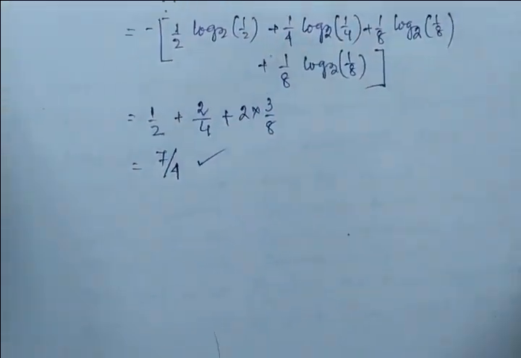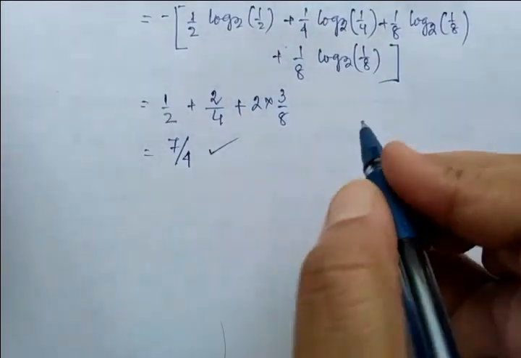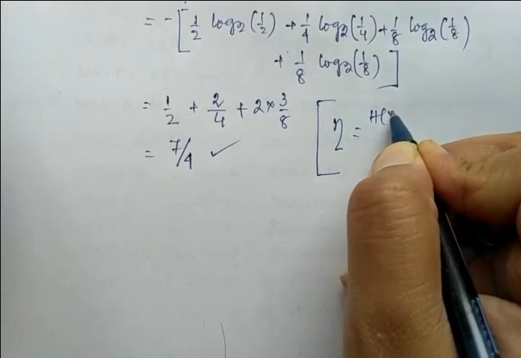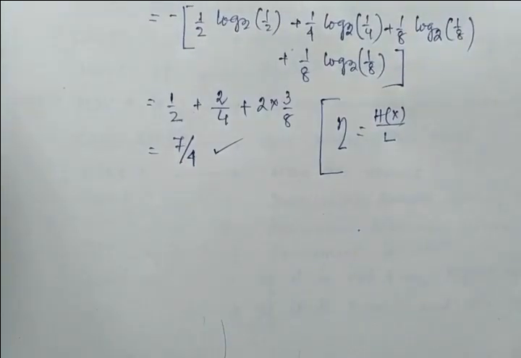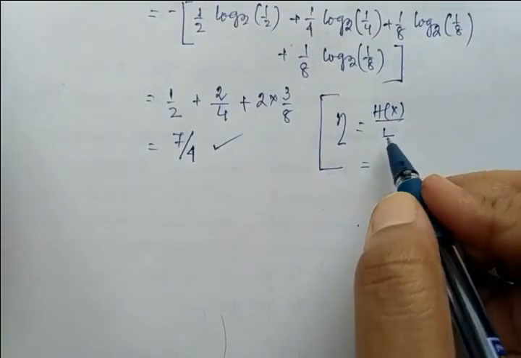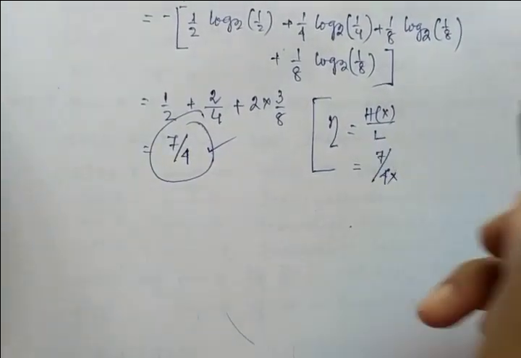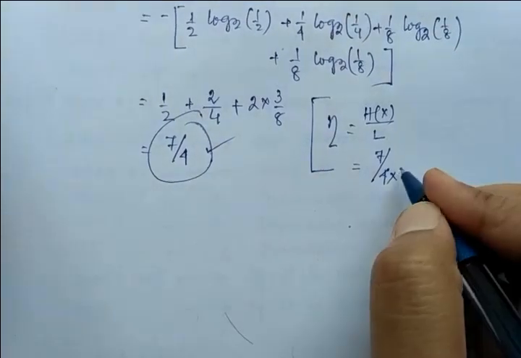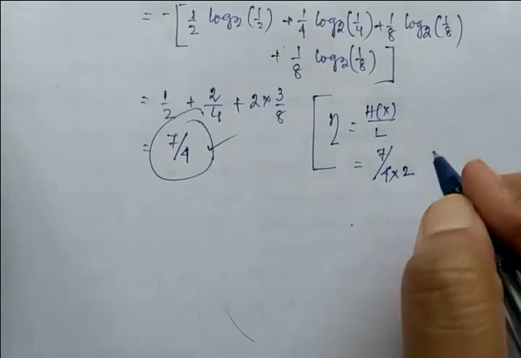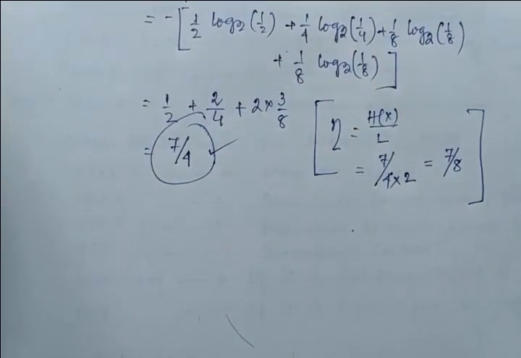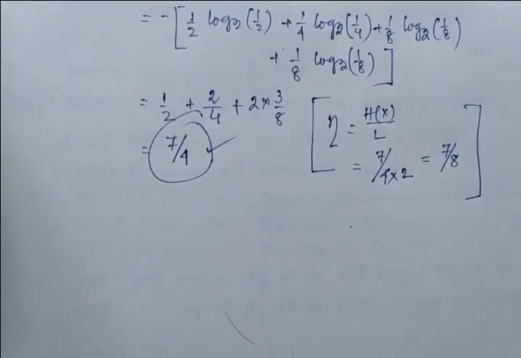But you have to calculate the efficiency of the code. How can you do that? Please calculate eta. Eta means Hx by L. What is your Hx? Hx is 7 by 4. And what is your L? It is nothing but the average code word length, which is 2. So this becomes 7 by 8. This is a simple answer. The answer is 7 by 8.